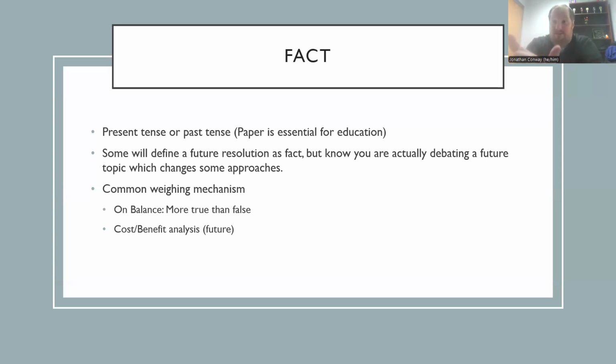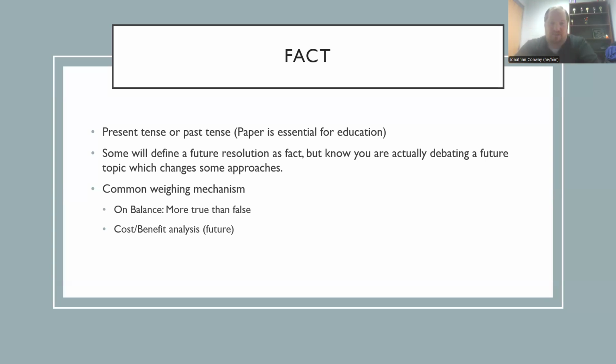But that's why the definition and language is so important, because it draws a line in the sand to know who's debating for what. So on balance, more true than false, paper is essential for education. At the end of the day, Judge, you're going to look at this like a scale, and on one side there's paper, and on the other side there's not paper, and you're going to decide if we have met the threshold for essential, it being more essential than not essential.